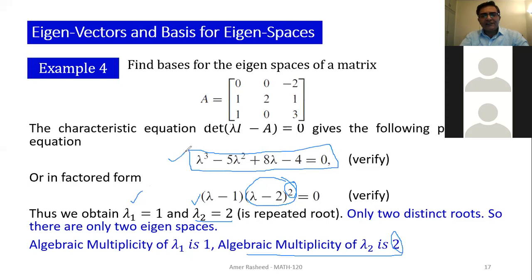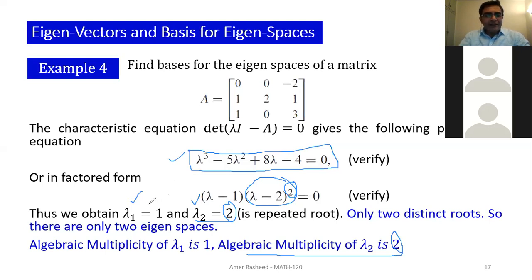Now, since this is a cubic equation, it must have 3 roots. We have written 2 roots, lambda 1 is equal to 1 and lambda 2 is equal to 2. There are 3 roots because it is a cubic equation, but lambda 2 is repeating 2 times. Lambda 1 is equal to 1, lambda 2 is equal to 2, and lambda 3 is again equal to 2. This root 2 is repeating 2 times.